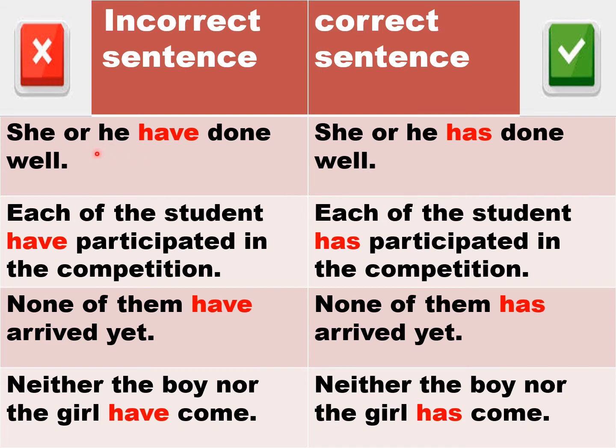Third person singular is used and the have form is used. This is an auxiliary verb, or we can consider it as the have form. We have to change this have to has. She or he has done well. Each of the students has participated in the competition. None of them has arrived yet. Neither the boy nor the girl has come. All are singular subjects, so we use has here.